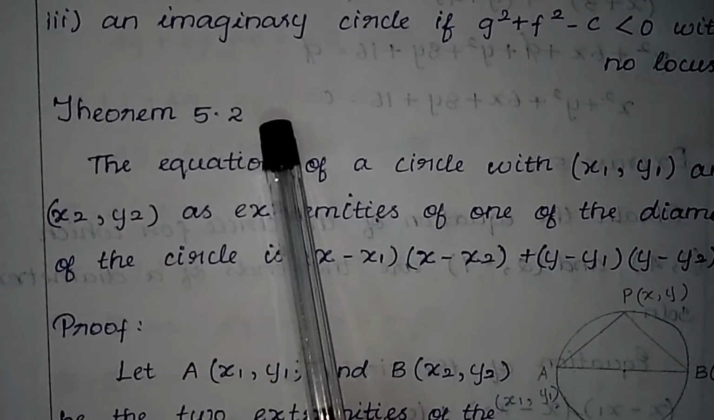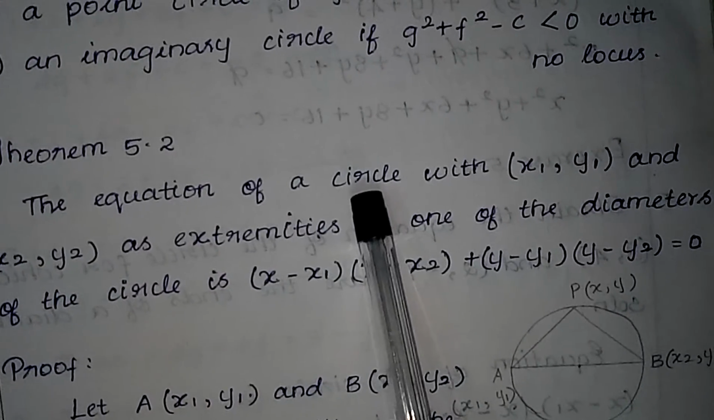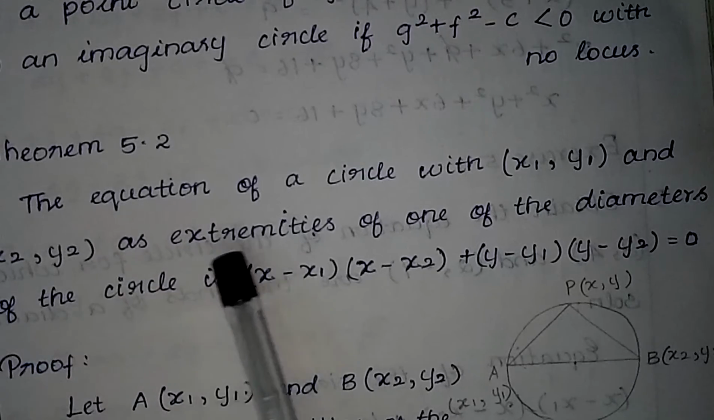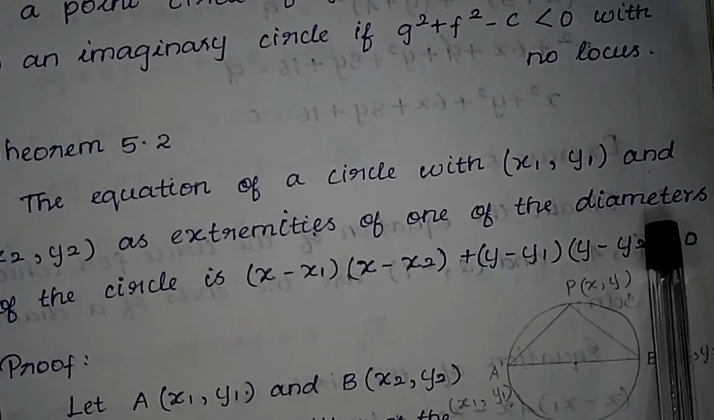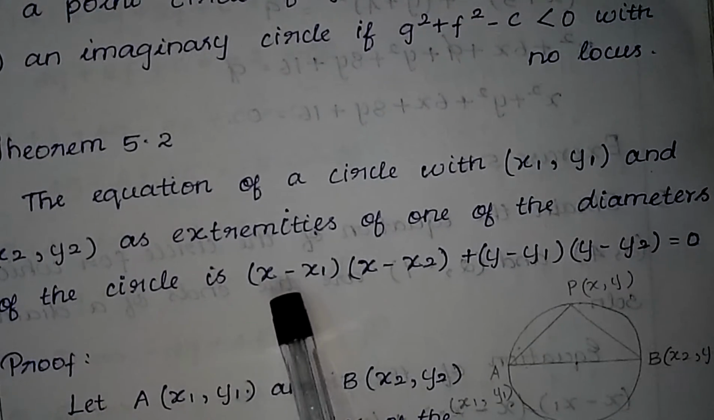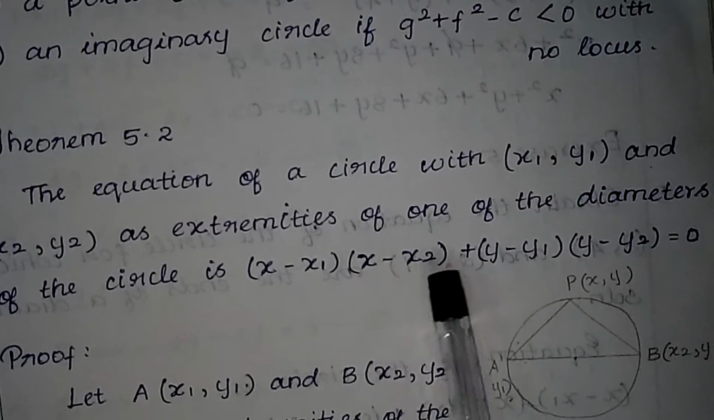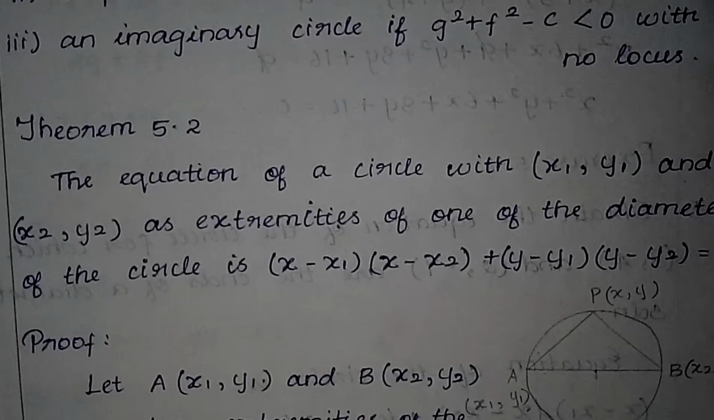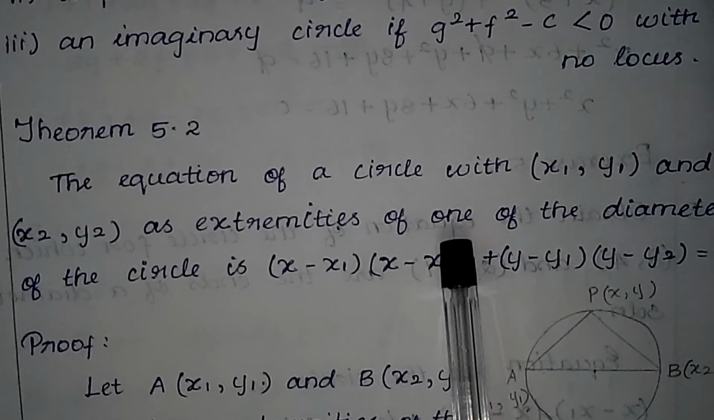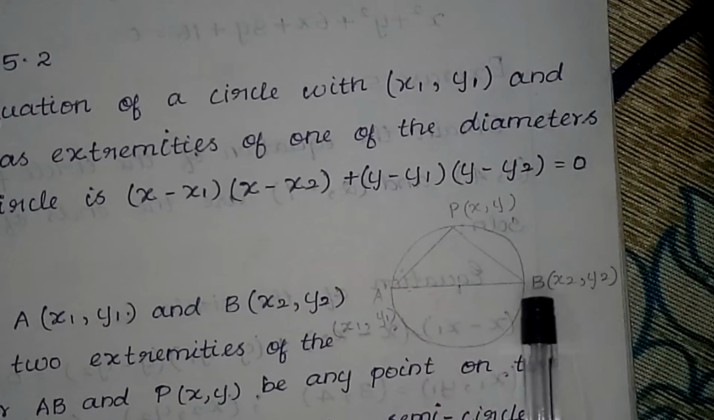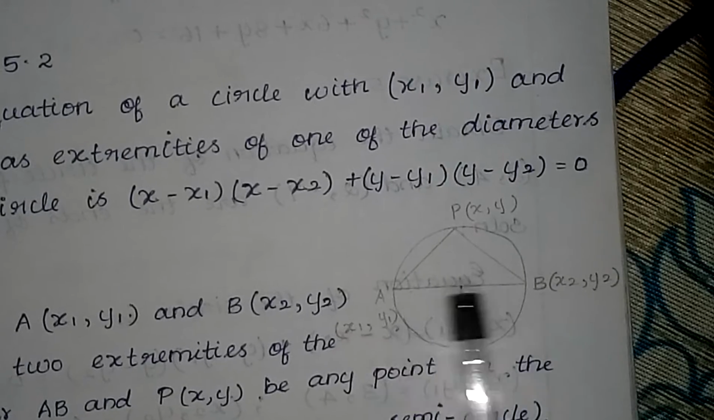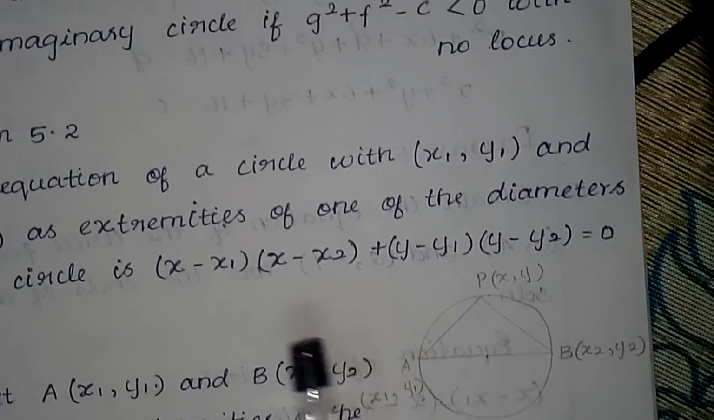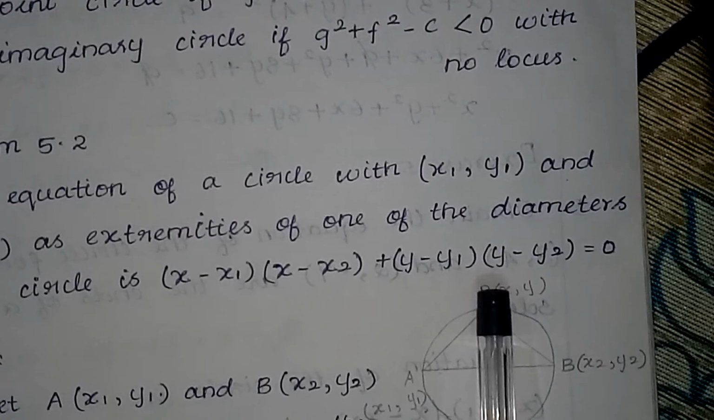Next, theorem 5.2. The equation of a circle with (x1, y1) and (x2, y2) as extremities of one of the diameters of the circle is x minus x1 into x minus x2 plus y minus y1 into y minus y2 is equal to 0. Proof. So what we have here is, if the end points of the diameter are given, these are x1, y1, x2, y2, then the equation of the circle will be of this form. This only you have to prove.